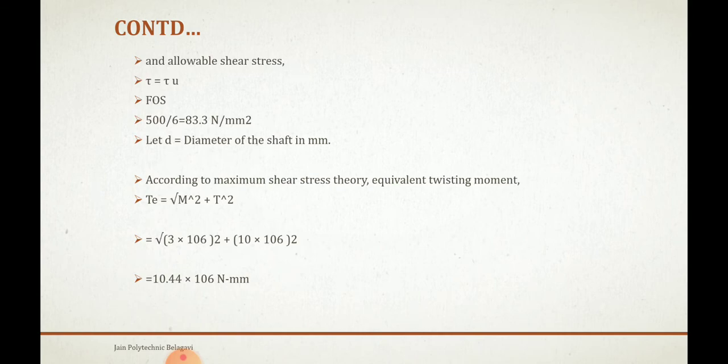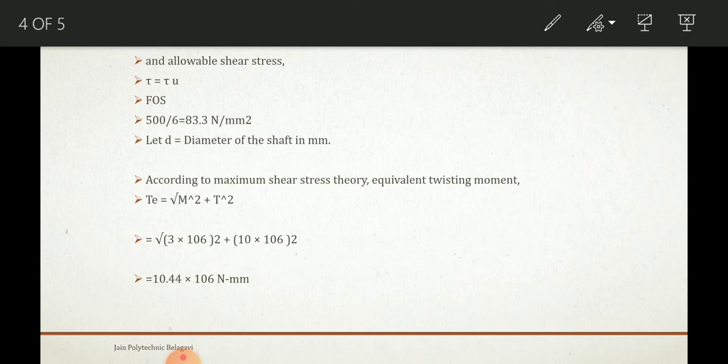Next, similarly for the shear stress also we have to find out the allowable shear stress. So divide the ultimate shear stress, that is 500, by 6, that is the factor of safety. So we'll get 83.3 Newton per mm square. That will be the allowable stress we have to use for the design of the shaft.